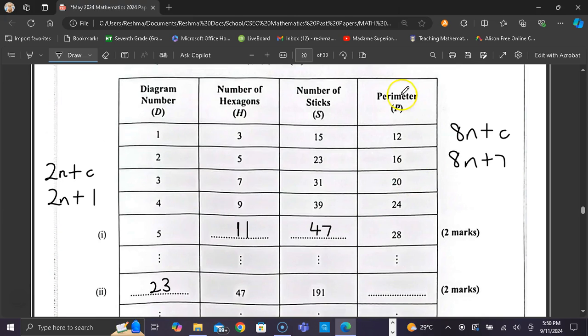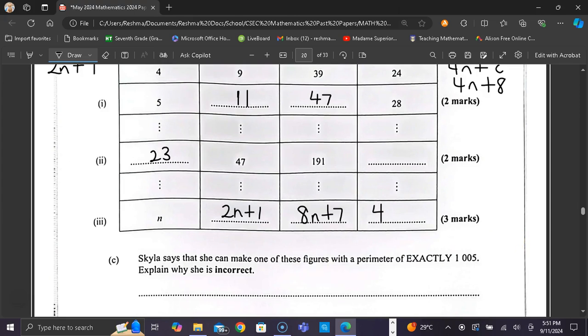Finally, let's figure out the rule for the parameter. If we look at the parameter 12, 16, 20, 24, 28, it's increasing by 4. So the rule will be in the form 4n plus c. Let's figure out what c is. 4 by 1 is 4, plus 8 gives 12. 4 2s are 8 plus 8 is 16. 4 3s are 12 plus 8 gives 20. 4 4s are 16 and 8 is 24. 4 5s are 20 and 8 is 28. So therefore, the rule for the parameter is 4n plus 8.